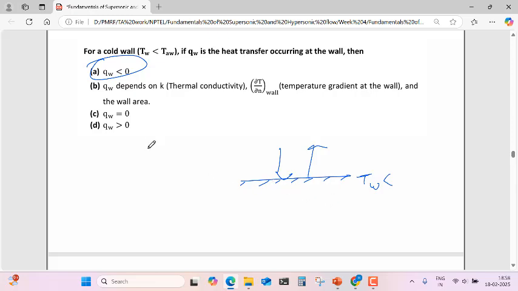Positive. So it will be positive. So this D will be the answer. In this one there are multiple answers, so this is not possible. If this is true, then this is not true. This is not true. We have to check this B only.